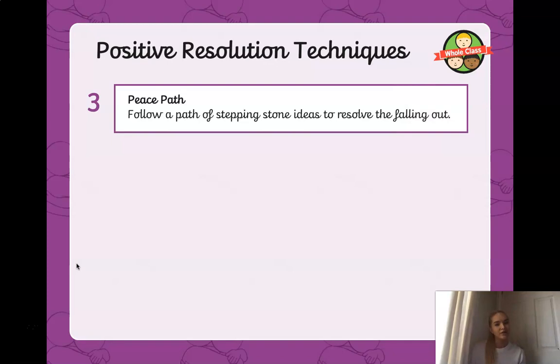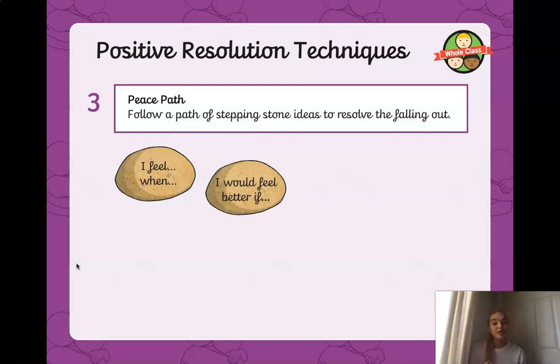A third positive resolution technique is this idea of a peace path. So following a path of stepping stone ideas helps to resolve the falling out. And the first step is talking about your feelings. I feel sad, alone, unhappy. When? What makes you feel sad? Tell that person. Then you want to say, I would feel better if you did play with me or you did take it in turns. And then you follow the next stepping stone as I need, I need you to consider my feelings, please. I need you to make sure that this game is fair, that we are doing things fairly.